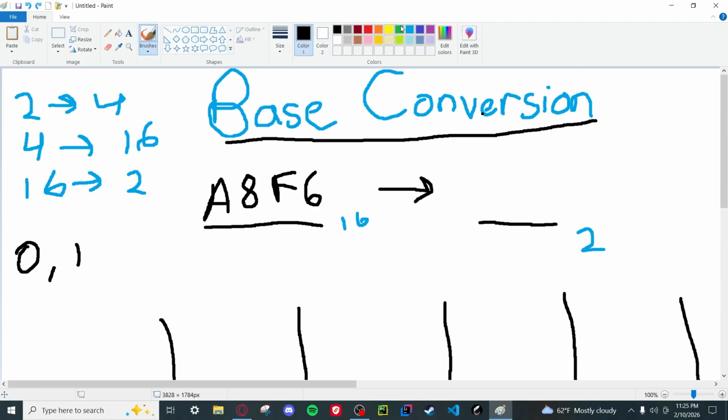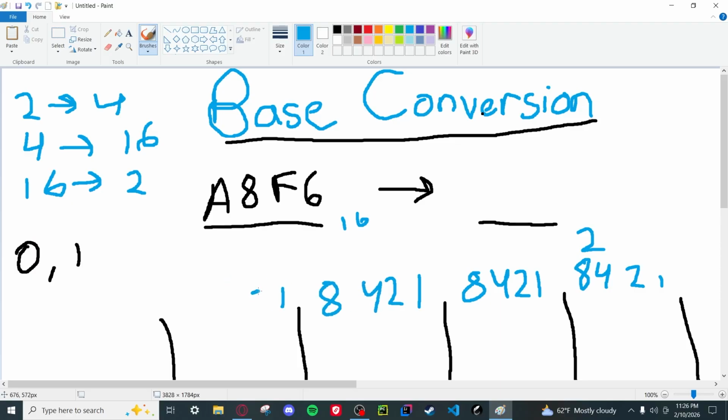Okay, let's write our little top bits. So 1, 2, 4, 8. Remember, you can't go to 16. Wall it in, which we already did. 1, 2, 4, 8. 1, 2, 4, 8. Okay, and now for this one, A.